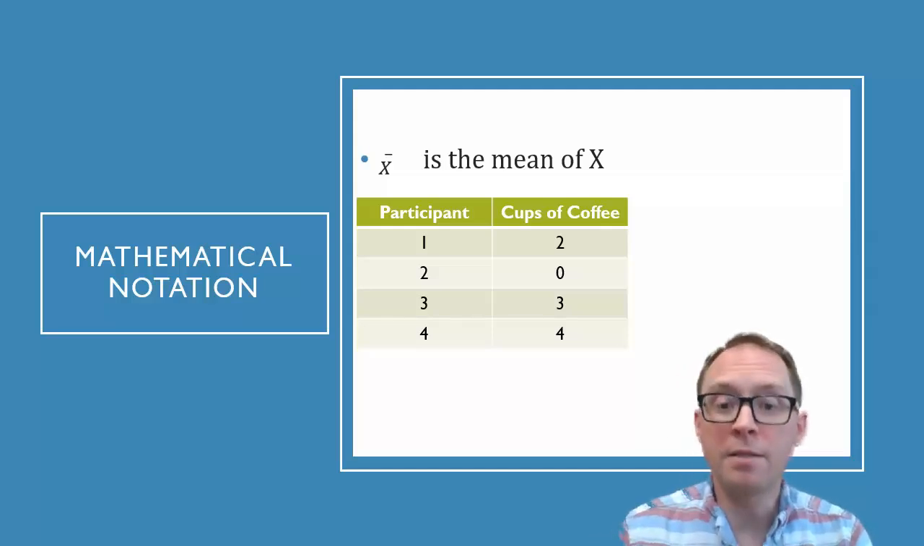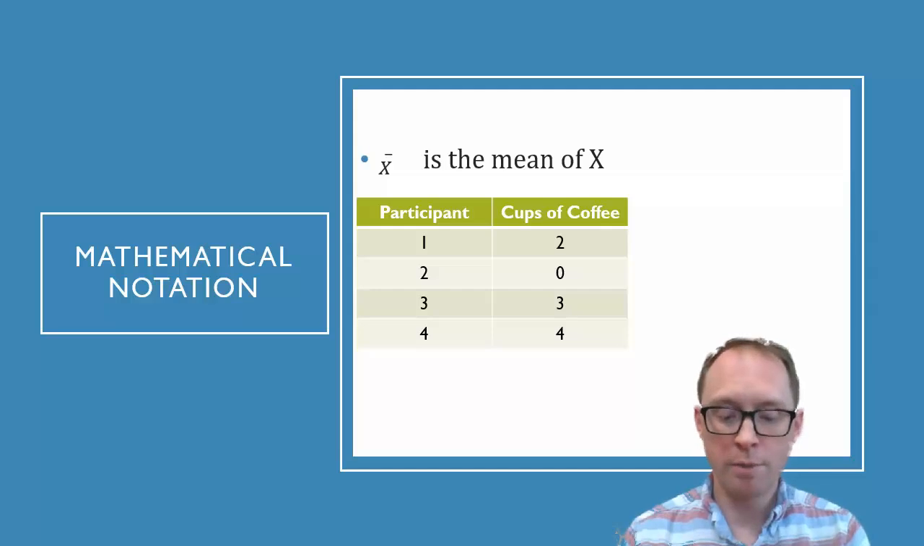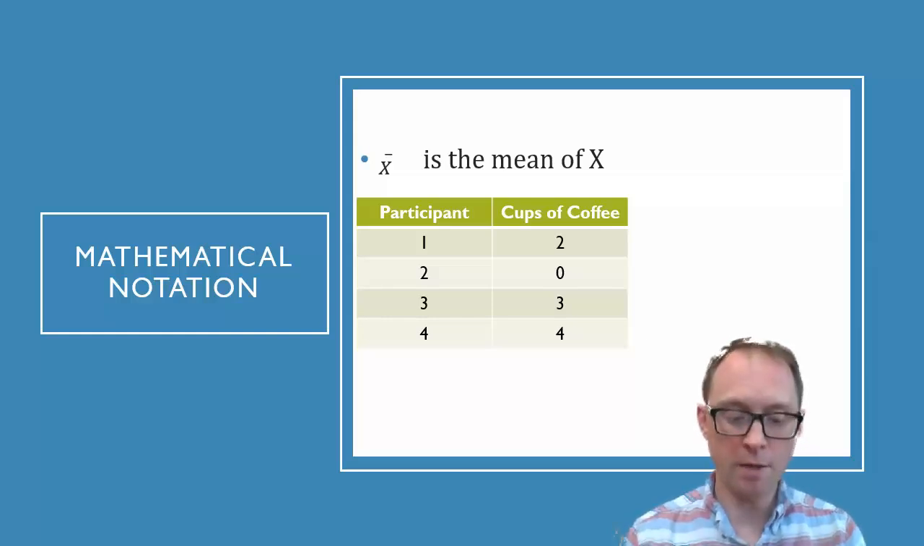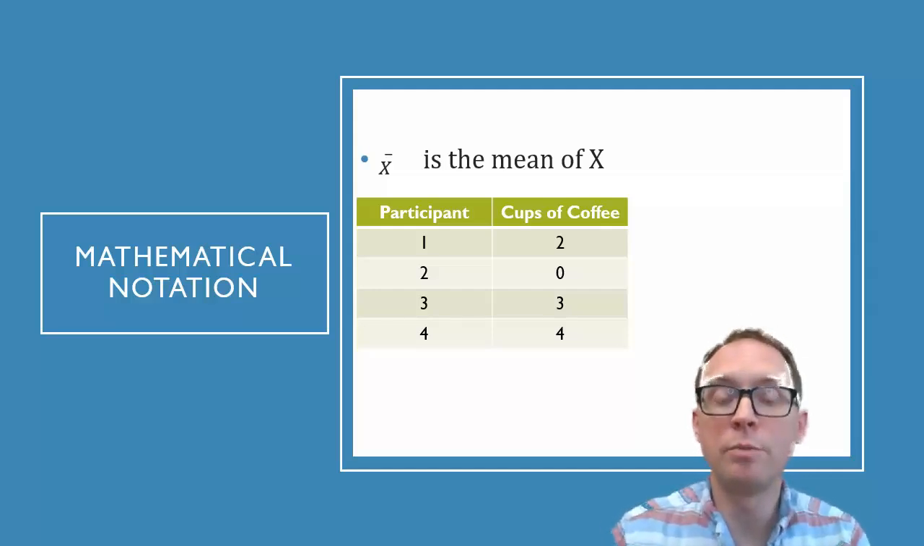The mean of X is 2 plus 0 plus 3 plus 4 divided by the number of people in there. And I should have used a different example number, huh? So 2 plus 0 plus 3 plus 4 equals 9. We already knew that. Divided by 4, because there's 4 people, we want the mean. We get 2.25. X bar for the sample is 2.25.